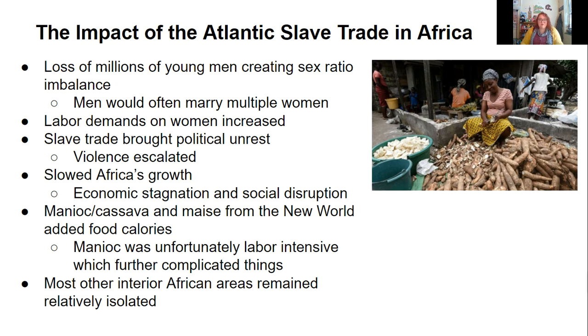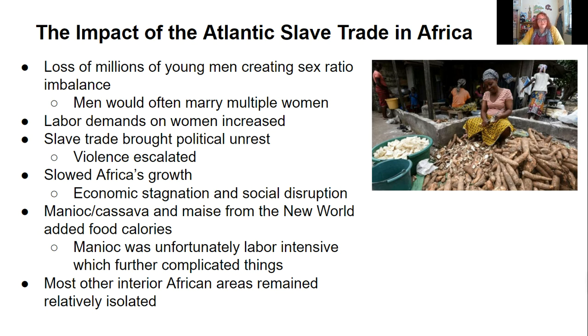So the impacts of the slave trade: you lose millions of young men, creating a sex ratio imbalance. There were fewer men to women, so men would often end up marrying multiple women. You had labor demands on women that were increased. The slave trade brought about huge political unrest, and violence escalated. And still in Africa to this day, violence in certain regions is still an issue. It slowed Africa's growth, as I've already talked about, with economic stagnation and social disruption.